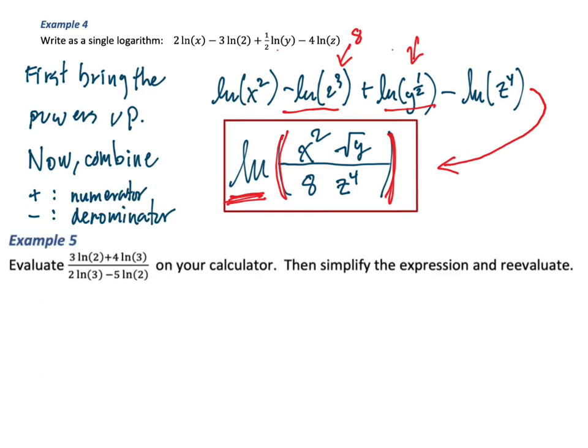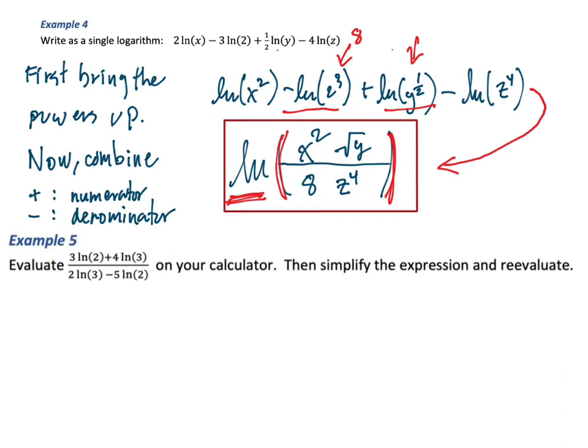One place where combining logs together could be handy is in example 5, a problem like this. We'll see expressions like this when we start solving equations. But suppose we needed to evaluate this expression here: 3 ln 2 plus 4 ln 3, divided by 2 ln 3 minus 5 ln 2. A lot going on there.